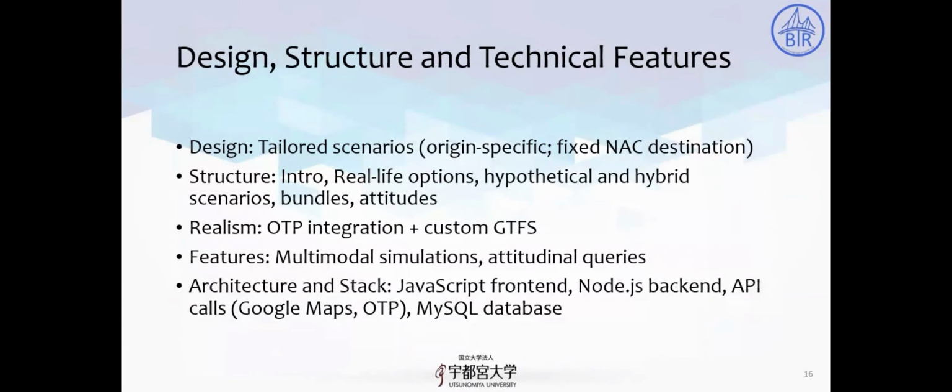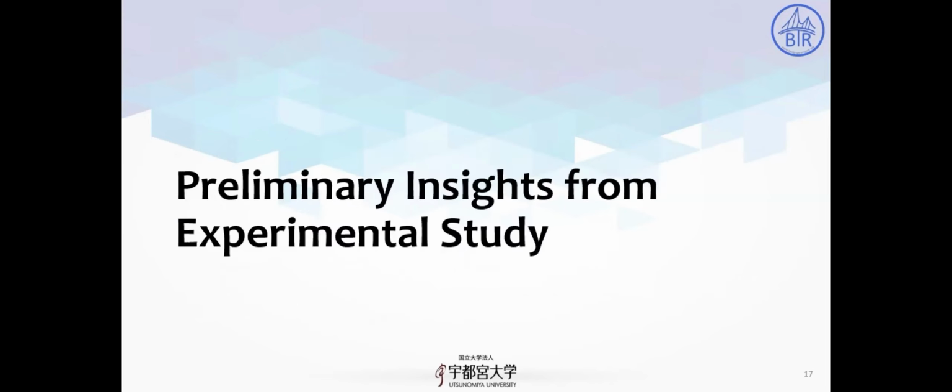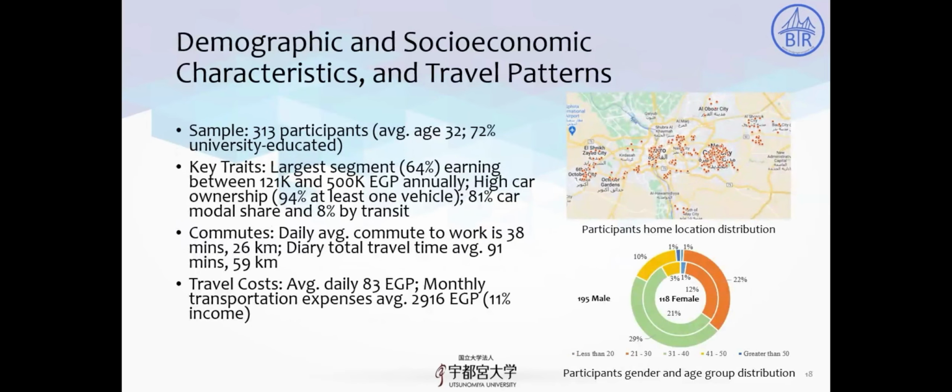Just to recap, this is the design, the structure, the realism factors, the features, and the architecture and stack. It comes with a JavaScript front end, a Node.js backend, APIs for calling Google Maps and OTP, and a MySQL database. To go through some preliminary insights, the cohort included 313 participants.